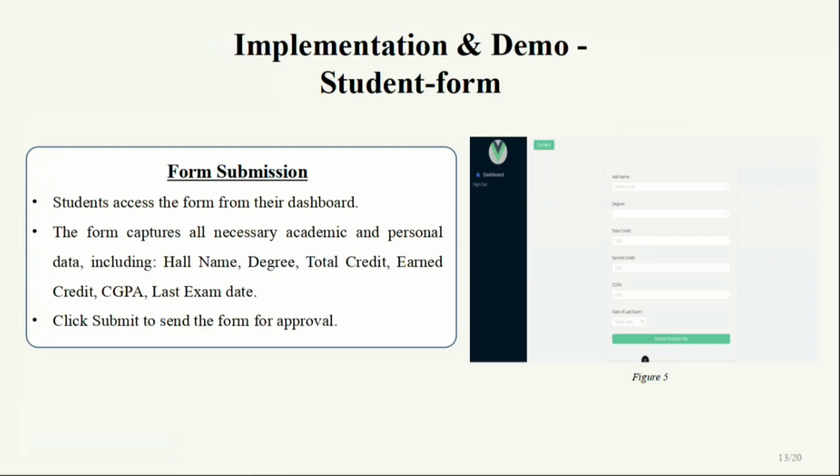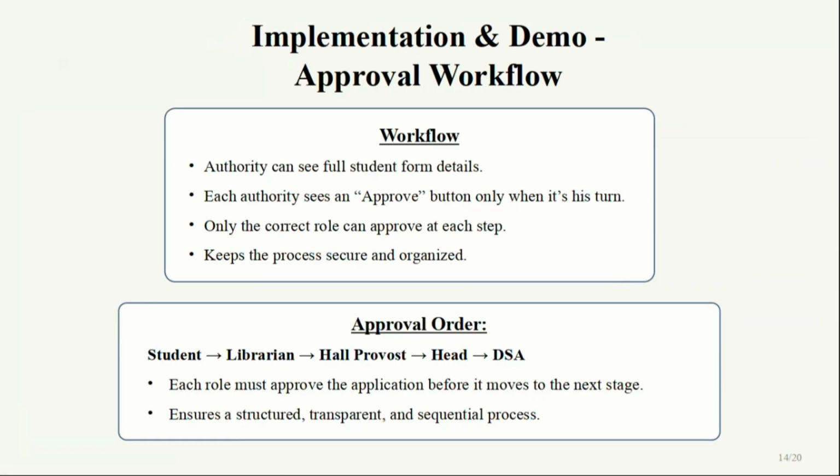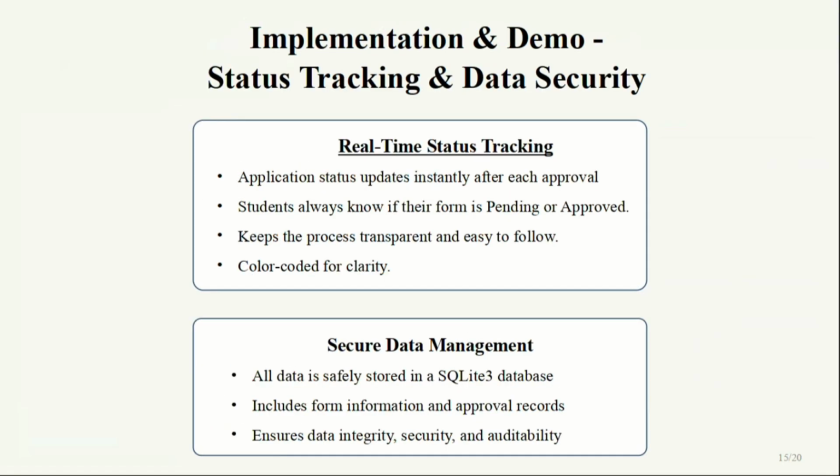Approval workflow. The approval sequence is student, librarian, provost, head and then DSA. After each step, the next authority is notified. This ensures clarity, accountability and prevents unauthorized access. The student also gets a notification after all the steps are done and accepted.